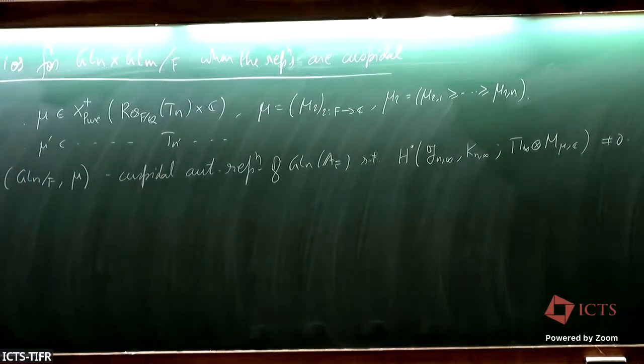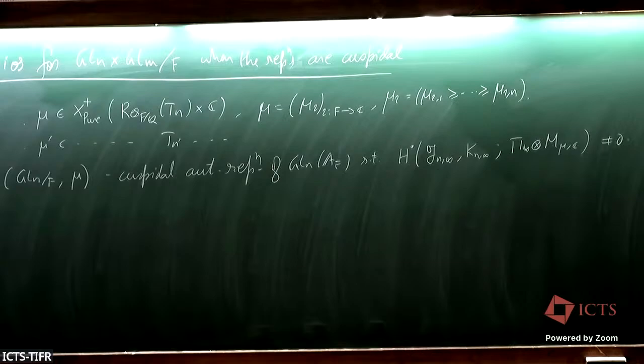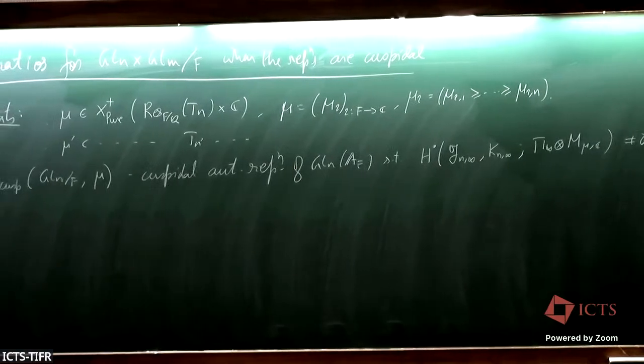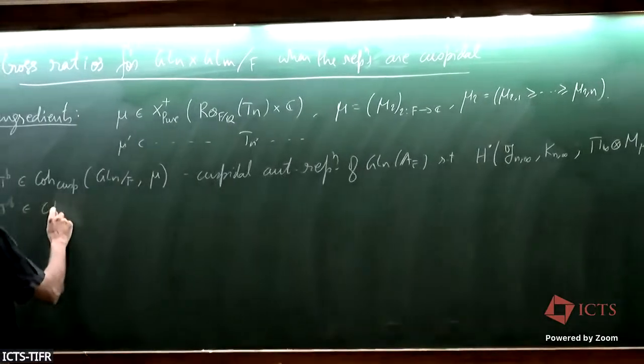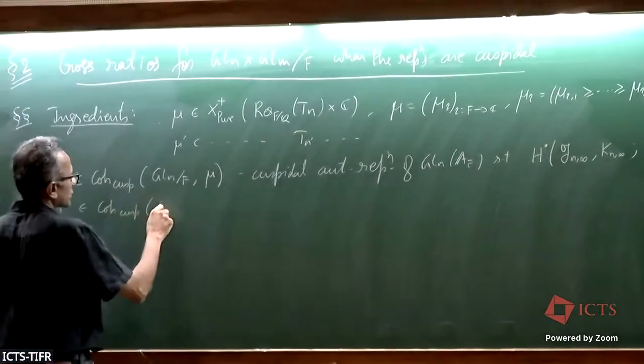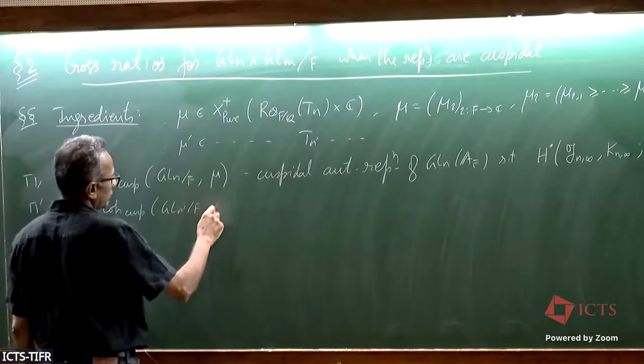That's my working definition of the word cohomological, the adjective cohomological applied to this object. And likewise, I had pi and a pi flat, and similarly pi prime and a pi prime flat are going to be cohomological cuspidal representations of GLn prime over F with coefficients in mu prime.